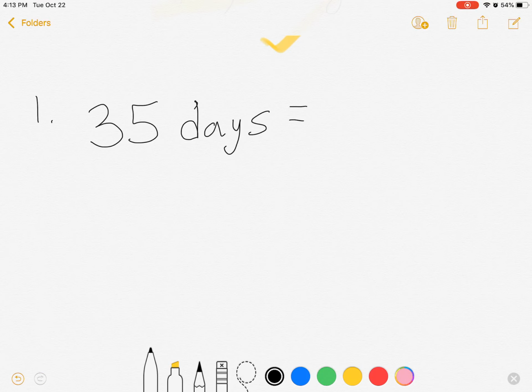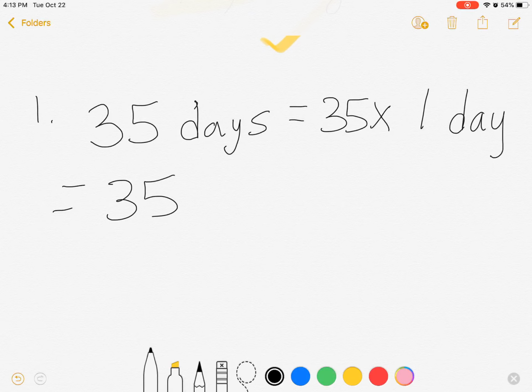Same thing as before. 35 times what? One day. Now this is where it gets a little bit trickier because we're still rewriting 35 times, but a week is a bigger unit than a day. How many days are in a week? 7. But we're not going to put 7 because we're looking for weeks. But 1 day is 1 out of 7 for a week.